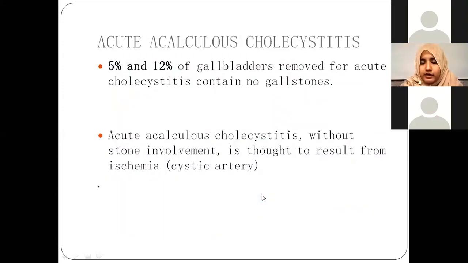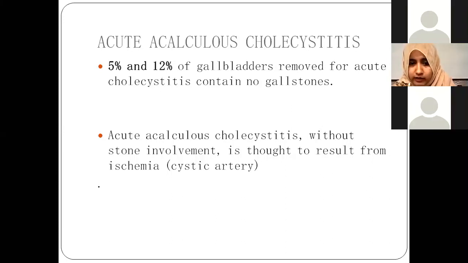Now, acute acalculous cholecystitis accounts for about 5 to 12% of the gallbladders being removed. As a case of acute cholecystitis, they turn out to be acalculous. Acute acalculous cholecystitis, without a stone involvement, is thought to result from ischemia of the cystic artery. So in calculous cholecystitis, there is a stone which obstructs the cystic duct, which obstructs the outflow, which may obstruct the common hepatic bile duct.